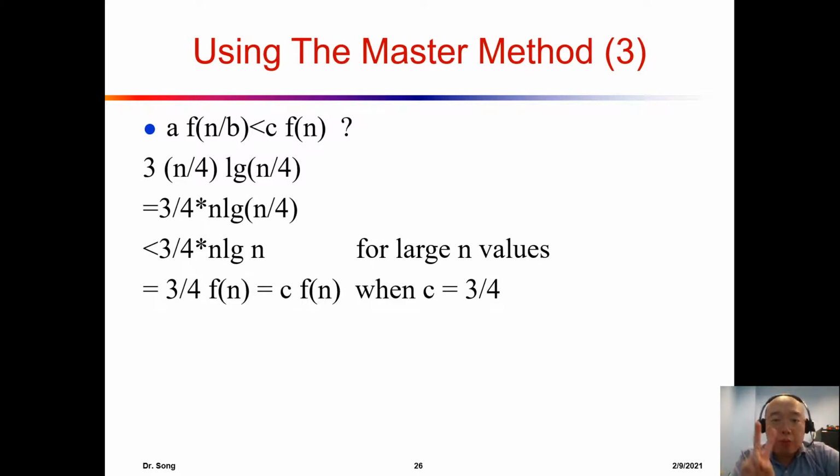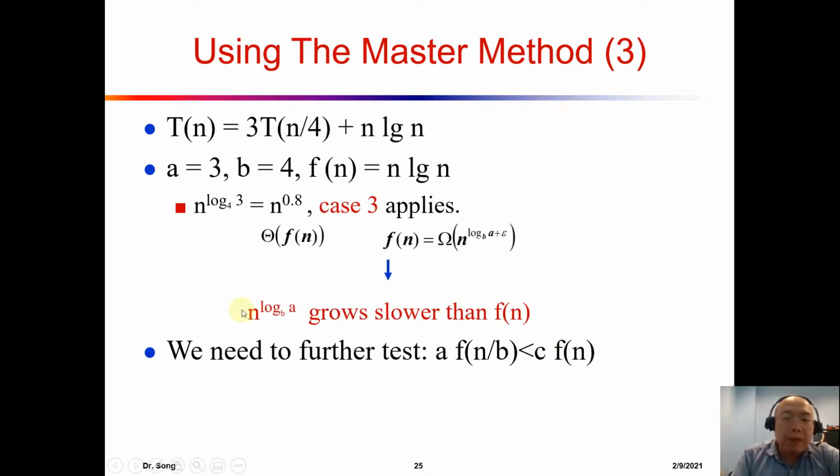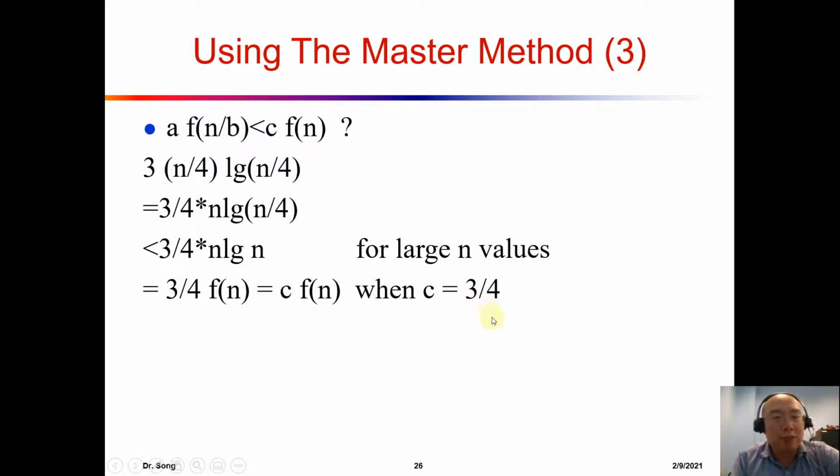So we have proved two things. Number one, n to the power log_b a grows slower than f(n). And number two, after we plug in a, b, and f(n), we are able to prove that a f(n/b) is smaller than c f(n), and the c value is 3 divided by 4. That is a small positive value smaller than 1. So after we have proved those two parts, we can say this case can apply case 3 of the master method. Okay, so let's move on.